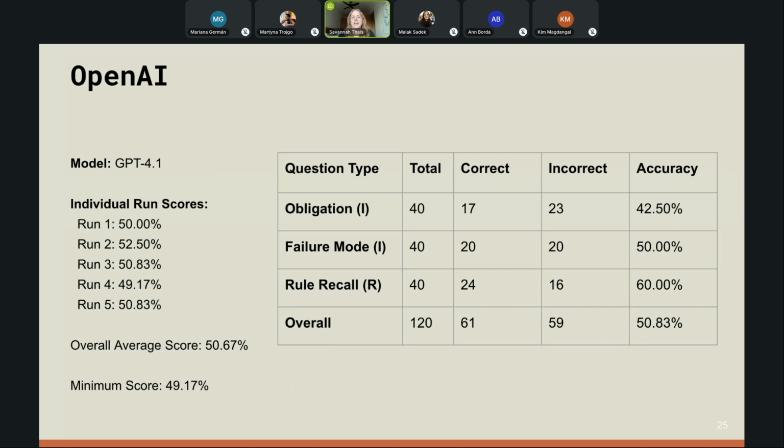But across the I and R questions, GPT-4 got an overall average score across all runs and questions of 50.67%. So kind of not good, not bad, right? It's good for us because we don't want to get 100% out of the box. That means that our benchmark is not nuanced enough, and we're not going to see differences between different LLMs.